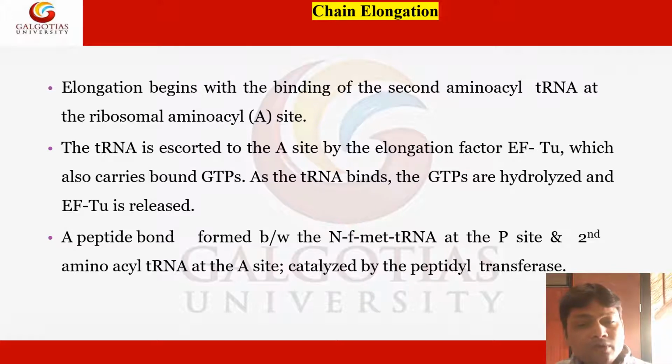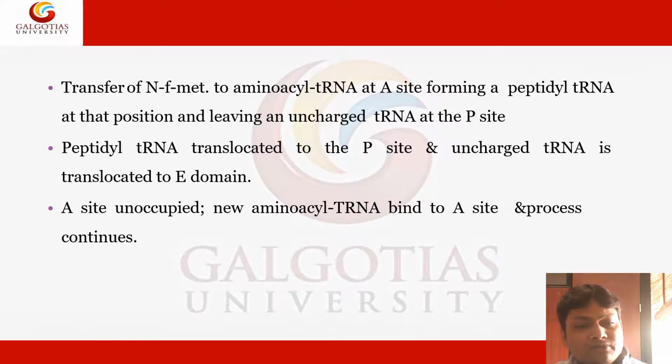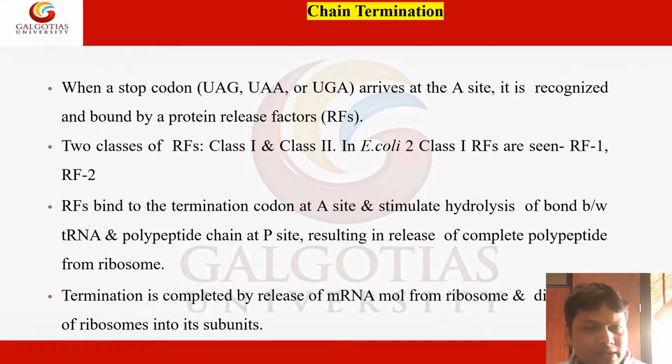A peptide bond is formed between the N-formyl methionine transfer RNA at the P site and the second amino acid transfer RNA at the A site, which is catalyzed by the enzyme peptidyl transferase. The transfer of N-formyl methionine to the amino acid transfer RNA at the A site forms a peptidyl transfer RNA at that position, leaving an uncharged transfer RNA at the P site. The peptidyl transfer RNA is translocated to the P site and the uncharged transfer RNA is translocated to the E site. The A site is now unoccupied, then a new amino acid transfer RNA binds to the A site and the process continues in this way. Now the termination step.